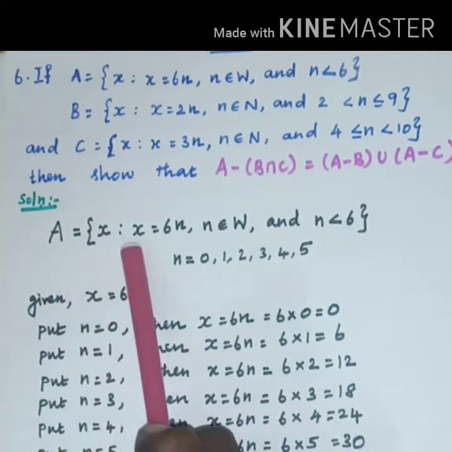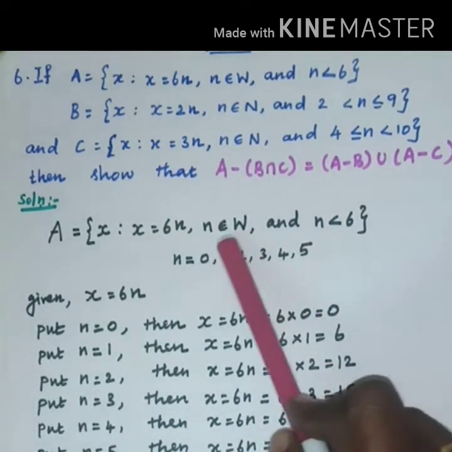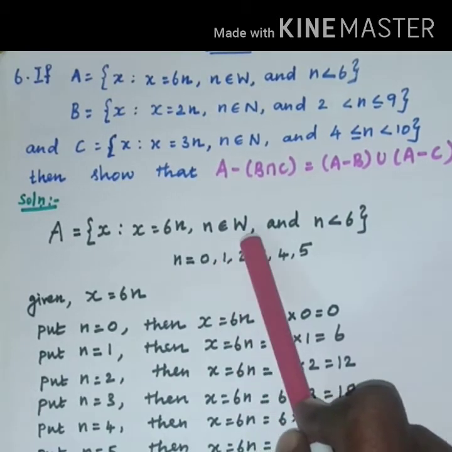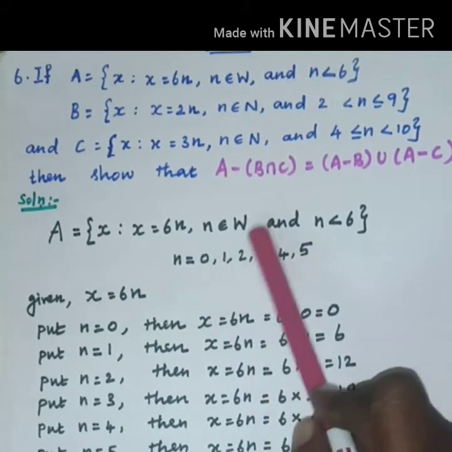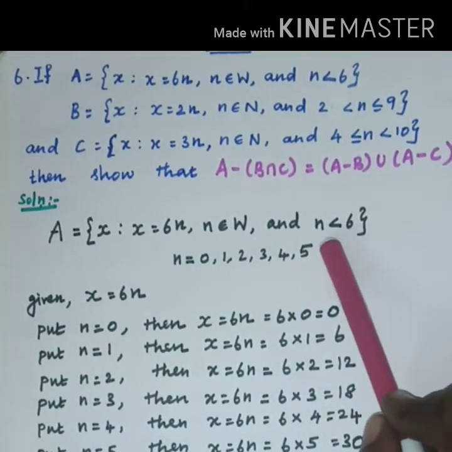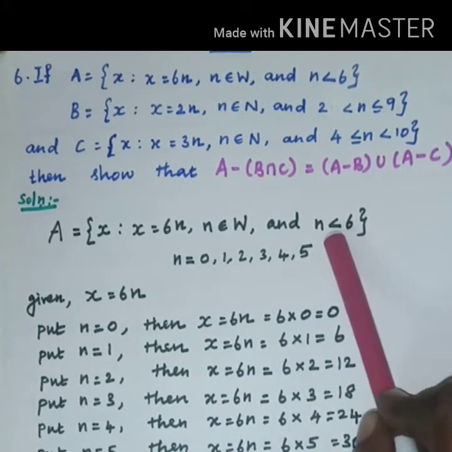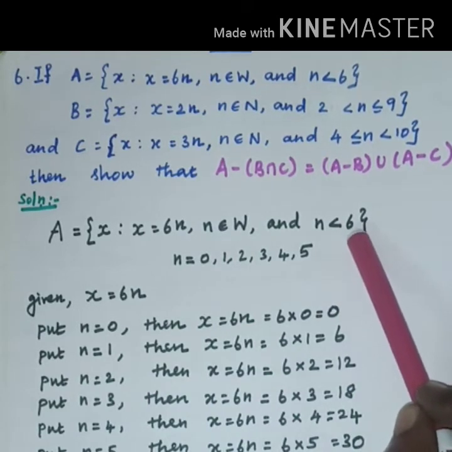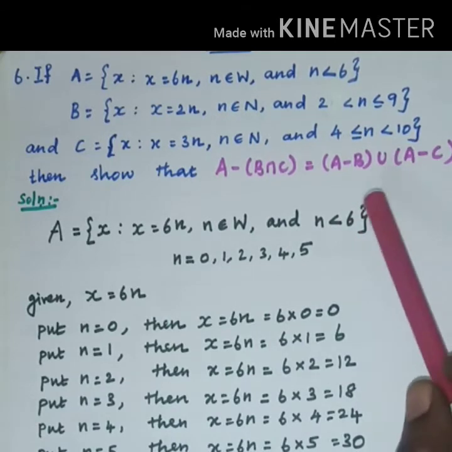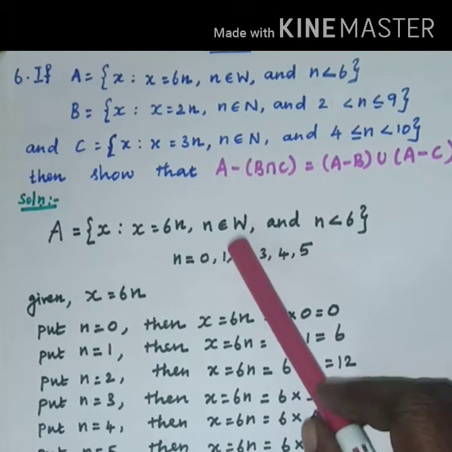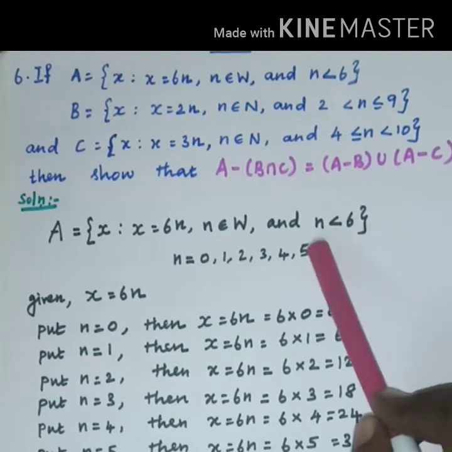A is equal to {x such that x is equal to 6n, n belongs to whole number and n is less than 6}. Here the condition for n is n belongs to whole number. Whole number starts from 0, 1, 2, 3, etc., isn't it? So here the condition for n is up to 6 we have to write, but we don't write 6 because here the equal to symbol is not given. So we should not write 6. Up to the number before 6 we have to write. So starts from 0, up to 5 we have to write because the condition is n is less than 6.